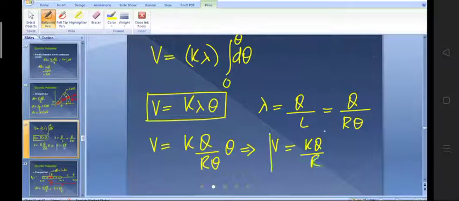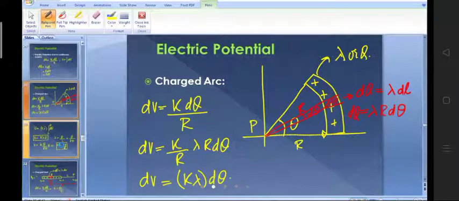So we can write it like this as well. Kq divided by radius, or it's equal to k lambda theta. So it will depend upon this: if lambda is given to you, then this is the answer, and if charge is given to you, then this is the answer, kq divided by r. So we are done with the electrostatic potential as well.